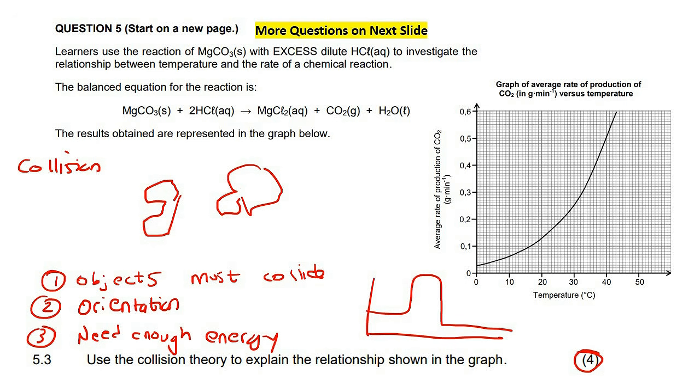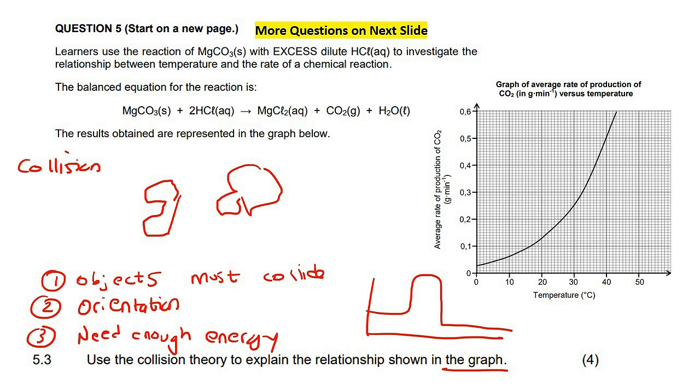Okay, so now let's read what their question says. It says, use the collision theory to explain the relationship shown in the graph. So what we can see in this graph is that we are increasing the temperature on the x-axis. That was our independent variable. That is what they said we were going to change. And then here they're telling us the average rate of CO2 production in grams per minute.